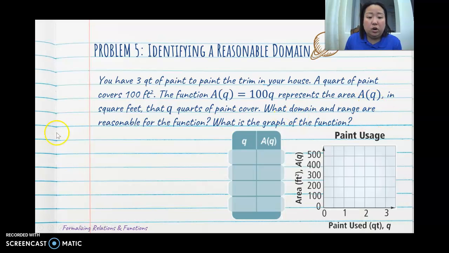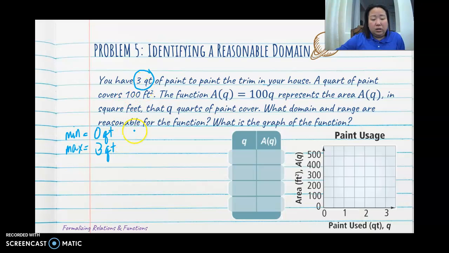What domain and range are reasonable for the function? And what is the graph of the function? We have our table of values ready for us, and also our graphing. So what do we know from this problem? You are given 3 quarts of paint. What is the minimum amount of paint that you can use? Well, you don't need to use anything, so that's 0 quarts. What is the maximum amount of paint that you can use? Well, you have a total of up to 3 quarts of paint. So that's the maximum value.